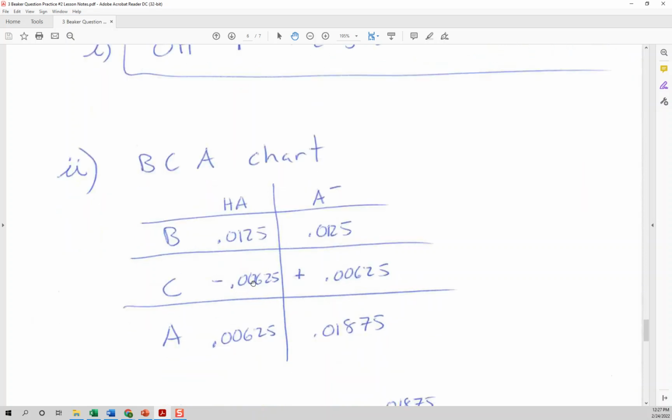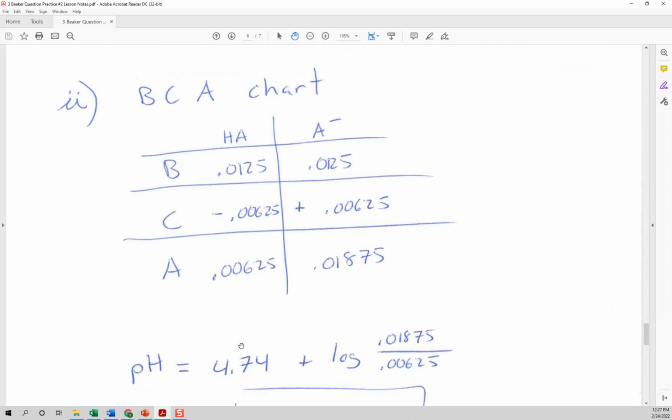So this is how much hydroxide I added, 0.00625. So we're going to subtract that from the HA, the acetic acid in this case, and we're going to add it to the acetate, A minus in this case. All right. So we do our math, this minus that, and then this plus that. And so we get after, we have both of these.